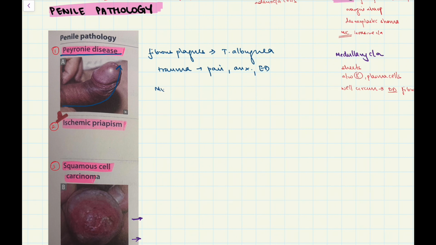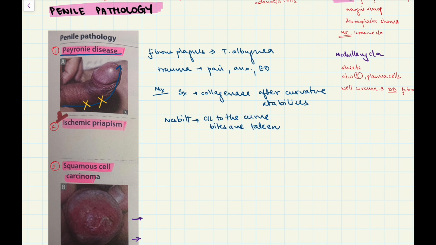So for management, once the curvature stabilizes, surgical repair is done with collagenase injection, and Nesbit's procedure is done where bites are taken on the side opposite to the curvature, which leads to fibrosis of the sutures and helps in resolution of the curvature.